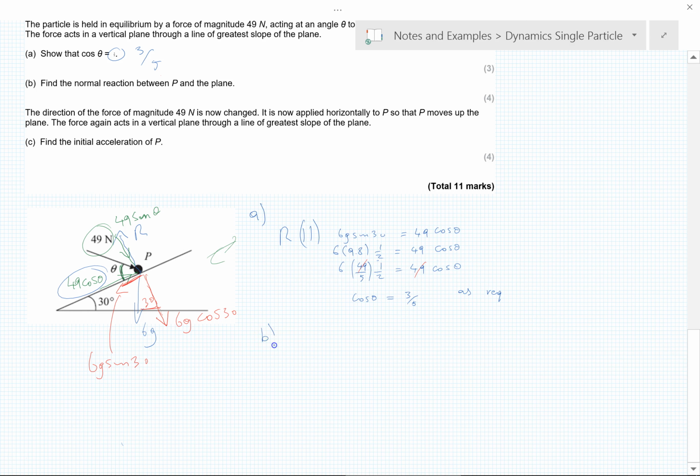Now, to find the normal contact force in part B, we're just resolving perpendicularly. And we've got forces upwards, which is R, in that direction, must balance with two forces, which is the component of the 49 Newton force, so that's 49 sine theta, and also the 6g cos 30 force there.